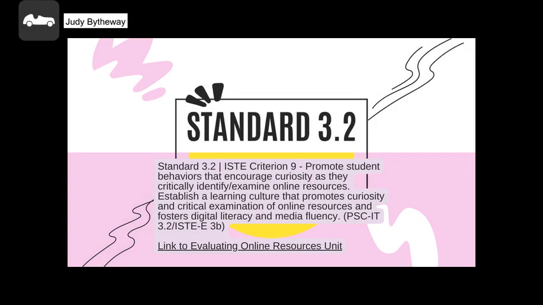The artifact for Standard 3.2 shows how I promote student behaviors that encourage curiosity as they critically identify or examine online resources.